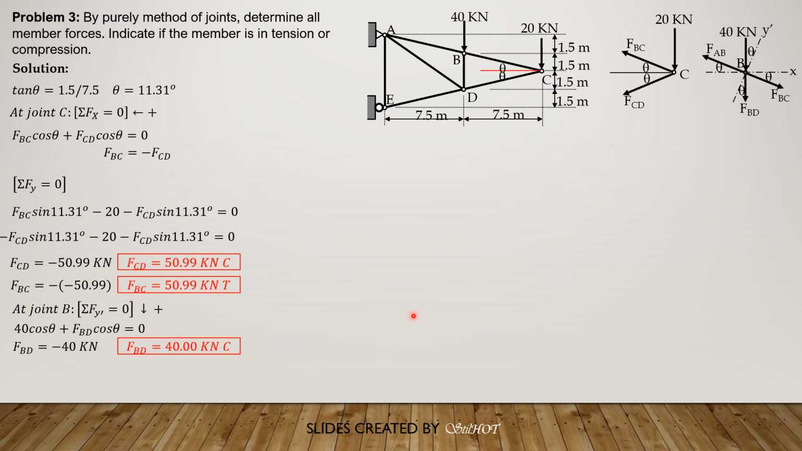Likewise, we sum up forces along X equals 0. So summation forces X equals 0. So FBC cosine theta minus FAB cosine theta equals 0. Again, we can cancel out cosine theta and write FAB equals FBC. Since we already found FBC, so FAB is also 50.99 kilonewtons tension.